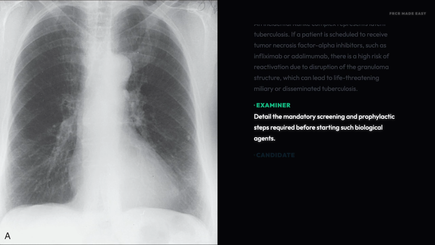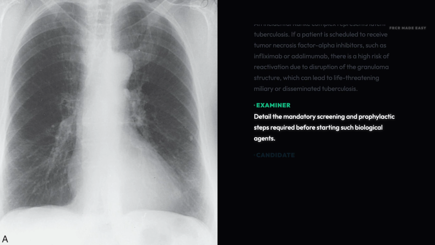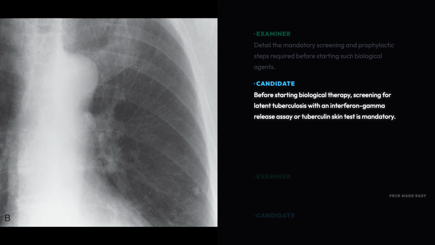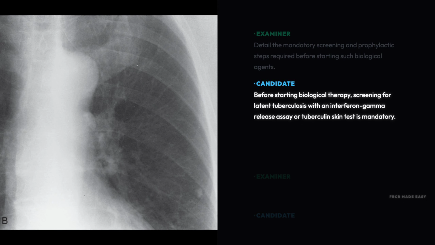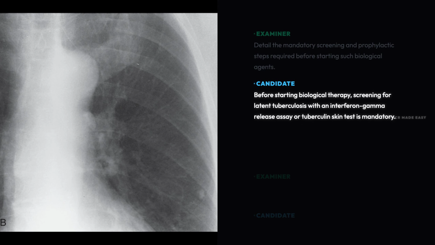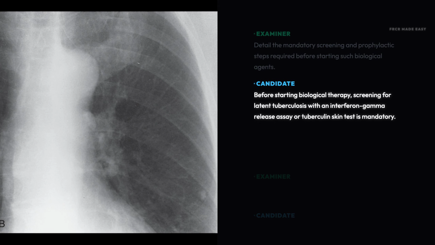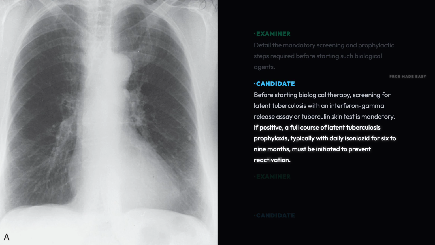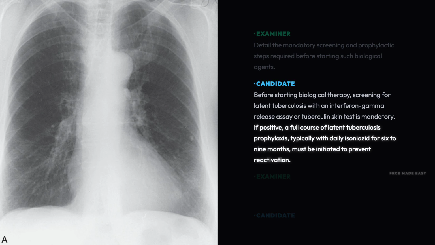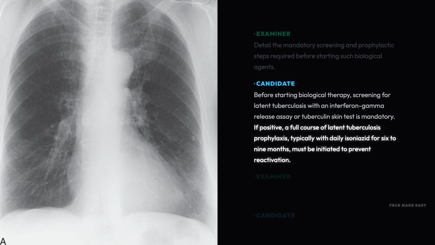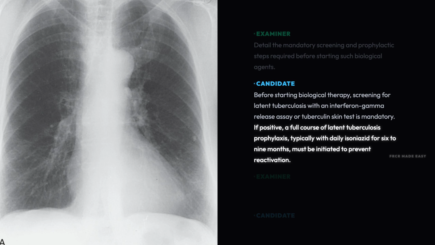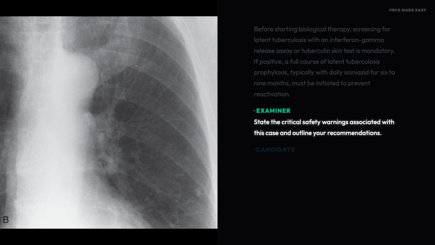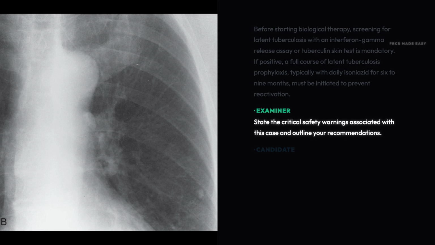Detail the mandatory screening and prophylactic steps required before starting such biological agents. Before starting biological therapy, screening for latent tuberculosis with an interferon gamma release assay or tuberculin skin test is mandatory. If positive, a full course of latent tuberculosis prophylaxis, typically with daily isoniazid for 6 to 9 months, must be initiated to prevent reactivation. State the critical safety warnings associated with this case and outline your recommendations.